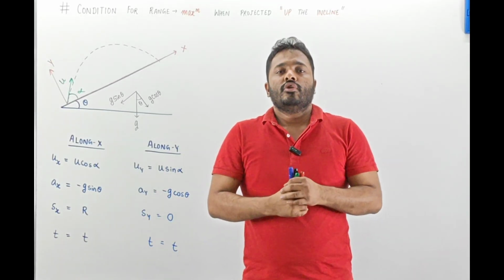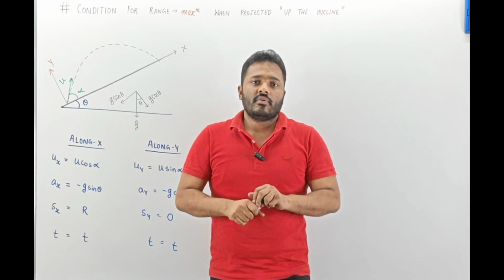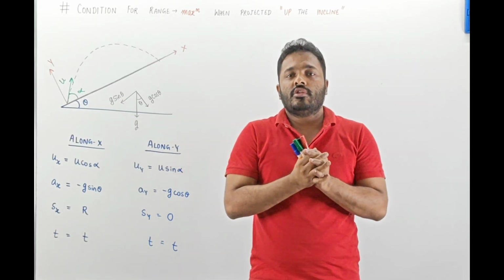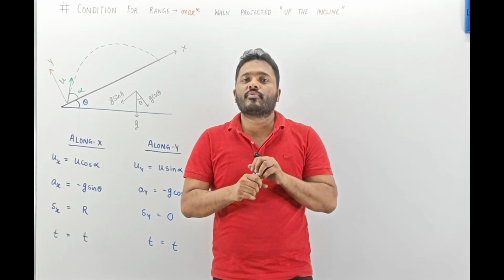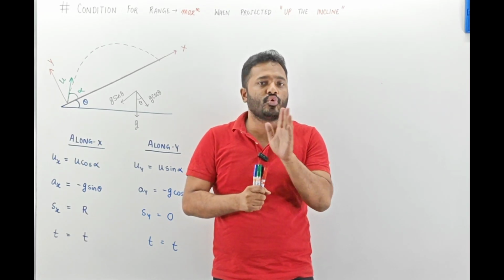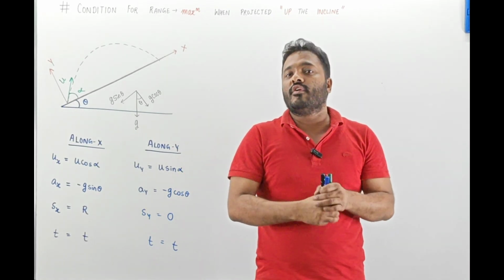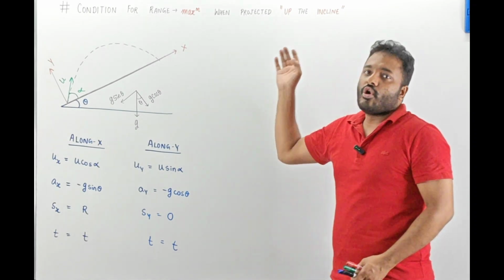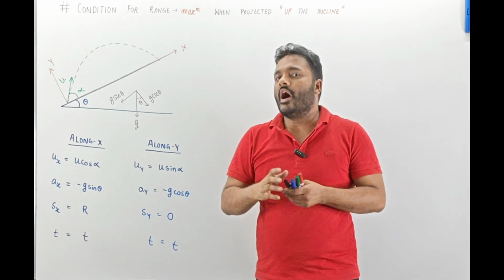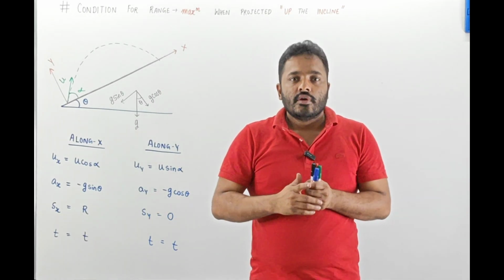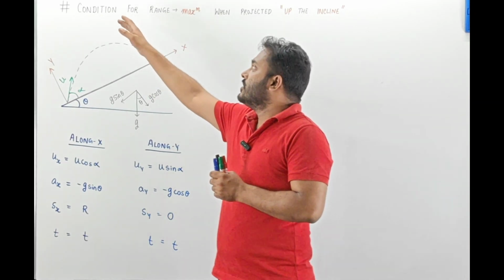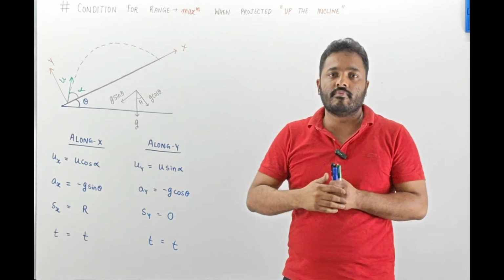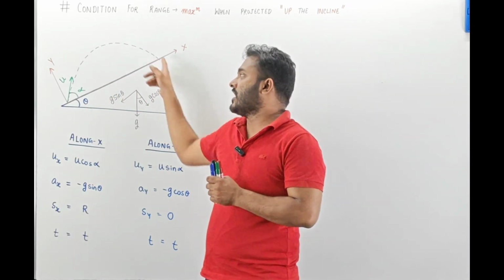Hello everybody. So most of the time when we solve projectile motion, we obtain a condition for maximum range when the projectile is fired ground to ground. But in case of projection up an incline or down an incline, we hardly go in such depth. So let us deal with this problem where we are trying to find the condition for range to be maximum when projected up the incline.